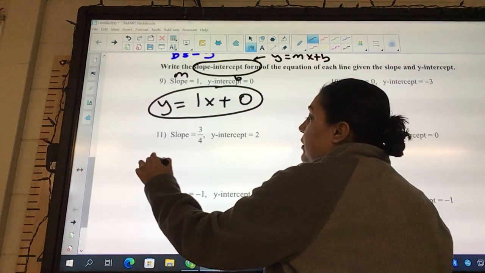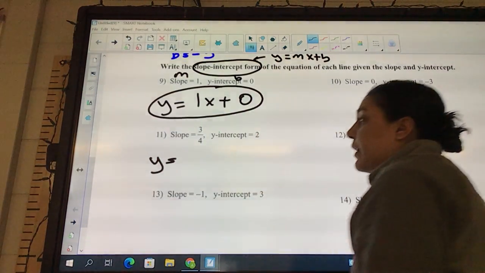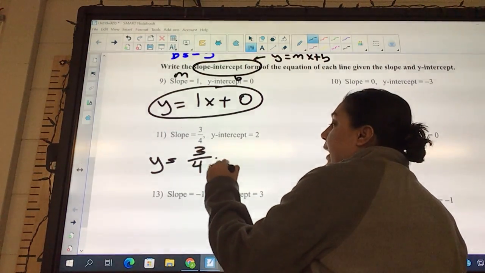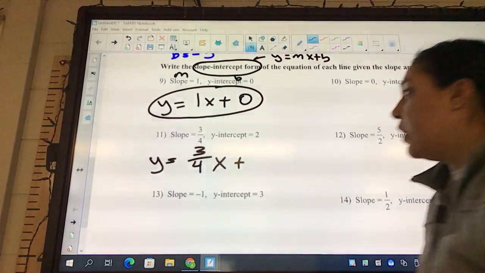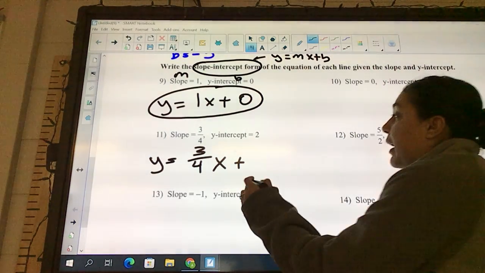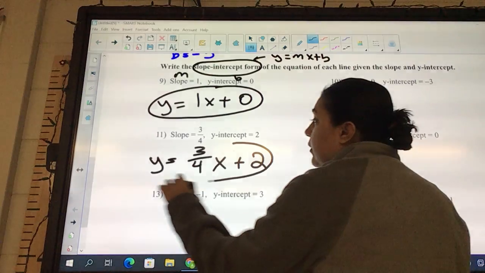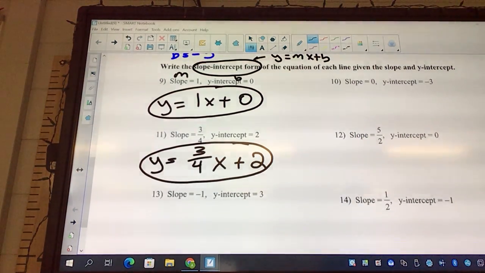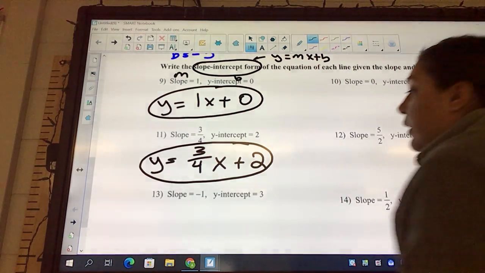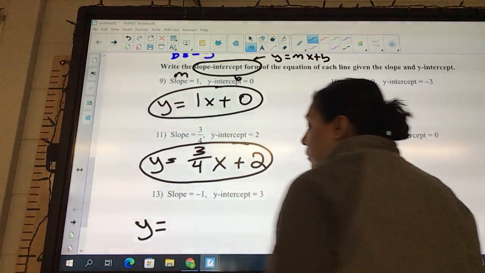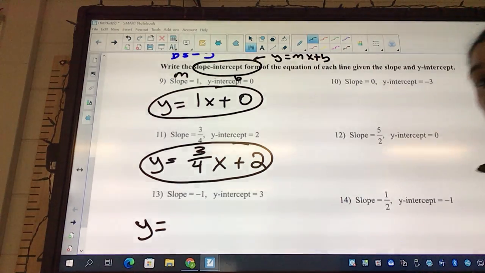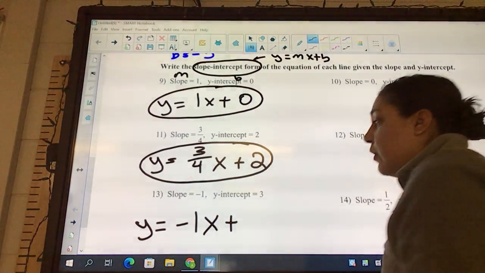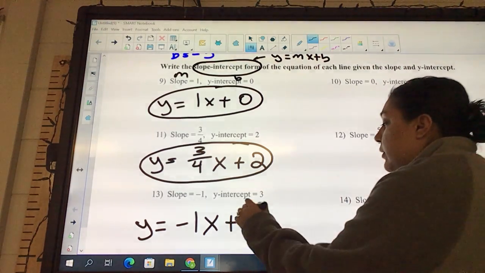So 11 should say y equals, what's my slope? 3 over 4 x plus, what's my y-intercept? Or my b is 2. I got y equals, what's my slope? My slope is negative 1, x plus my y-intercept, or my b, is 3.